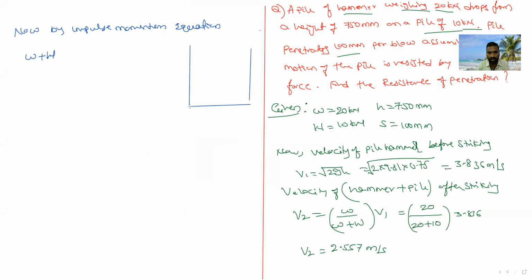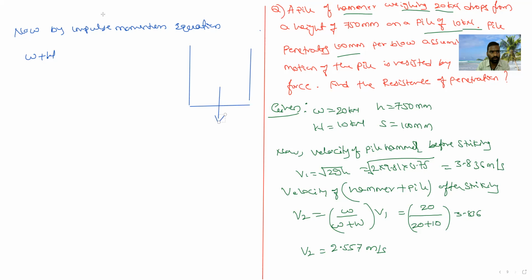Now by the impulse momentum equation. What is the impulse momentum equation? Net force into time. Okay, so that is w plus capital W. These two are moving in the downward direction. The resistance is moving in the upward direction. This is your ground, and you are moving the pile inside the ground.